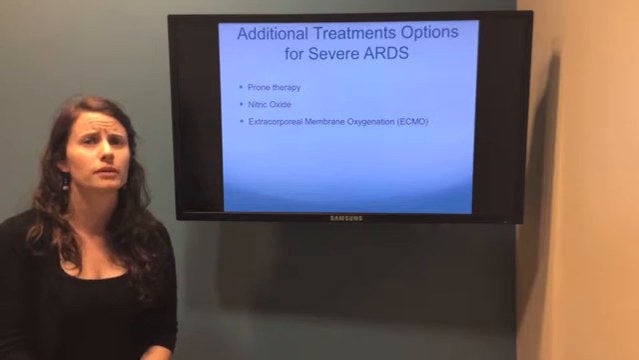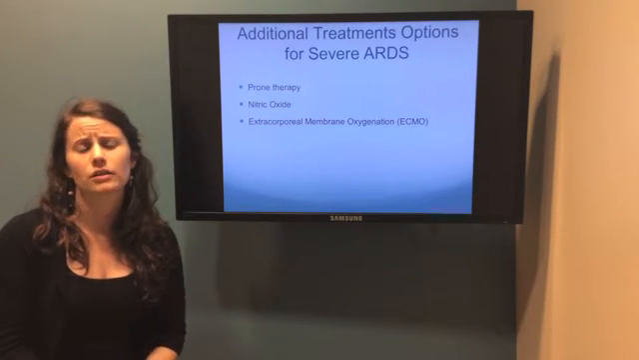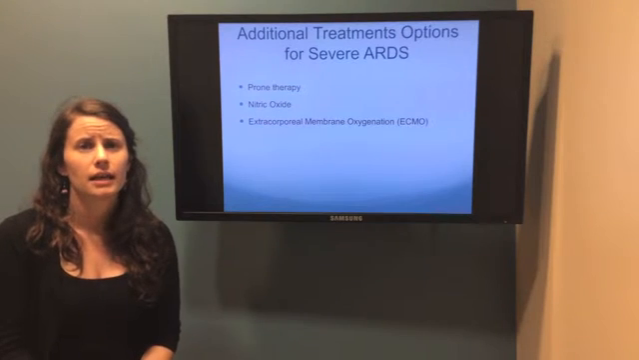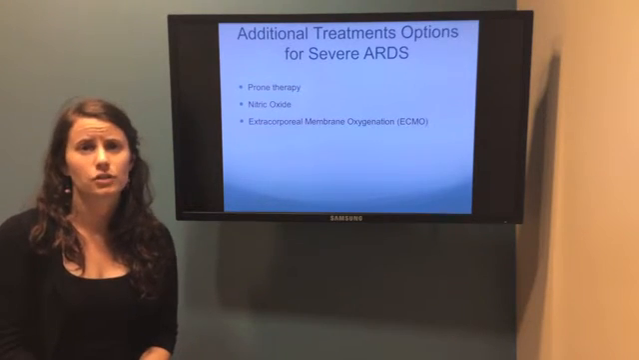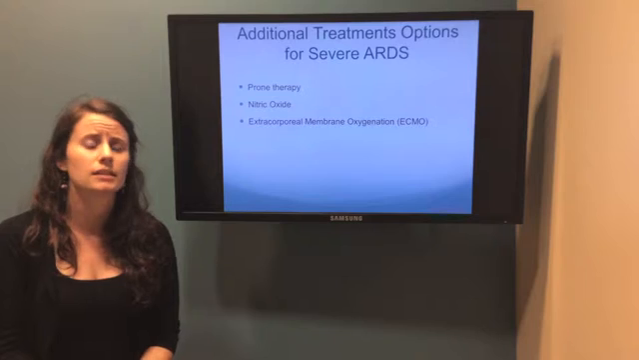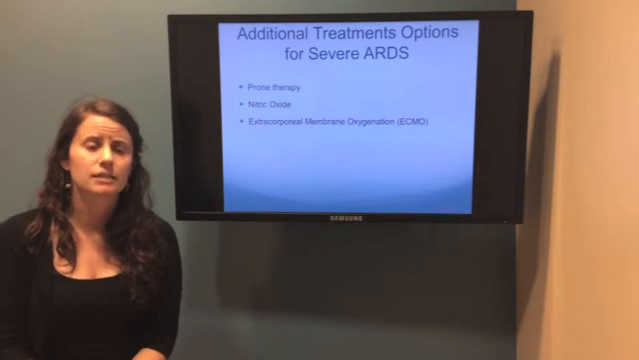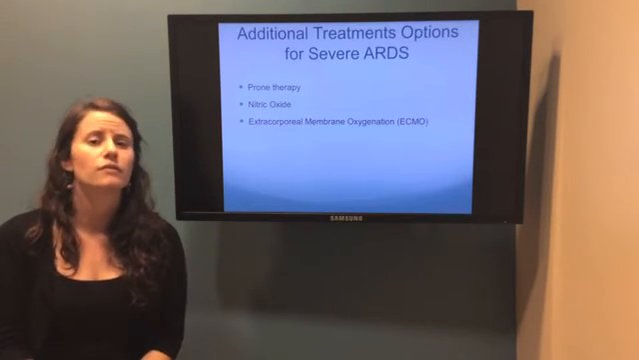Some additional treatment options for severe ARDS patients include prone therapy, nitric oxide, and extracorporeal membrane oxygenation. And the University of Kentucky does implement all of these therapies. However, the Medicine ICU utilizes prone therapy through the use of the rotoprone bed.